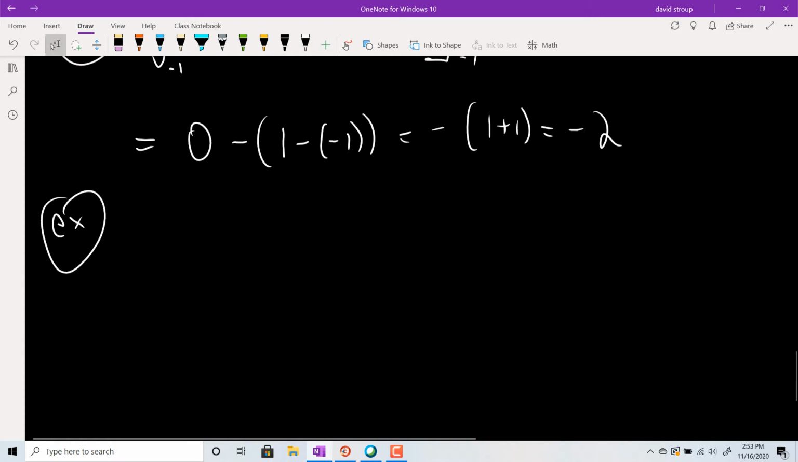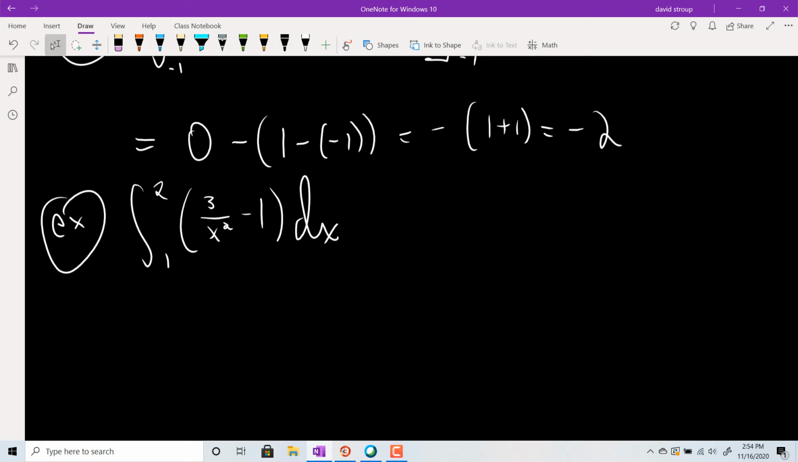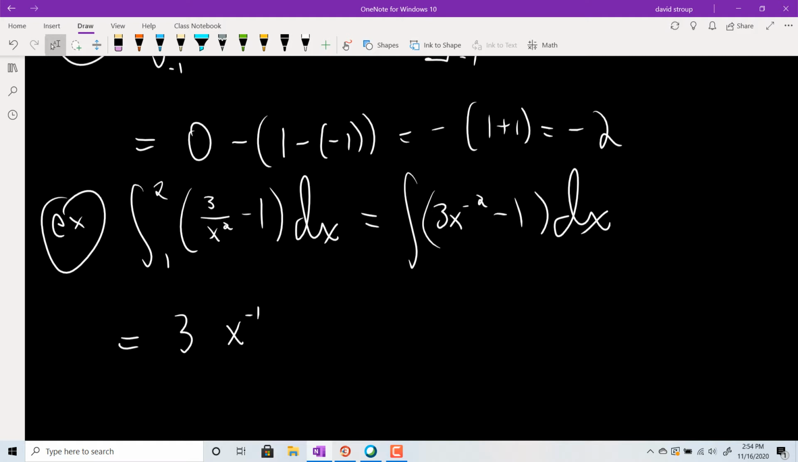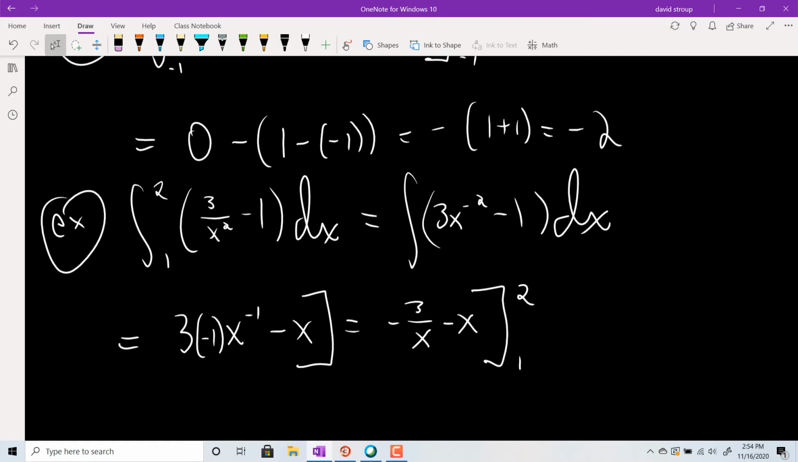Okay, so let's look at an example. The integral from 1 to 2 of 3 all over x squared minus 1 dx. Okay, I'm going to find its antiderivative. So this is 3x to the negative 2 minus 1 dx. And so I'll have 3x to the negative 1. Negative 2 plus 1 is negative 1 divided by negative 1, which is the same as multiplying by negative 1. And then minus x, I have to evaluate once I clean it up. So I have negative 3 over x minus x, evaluated from 1 to 2.